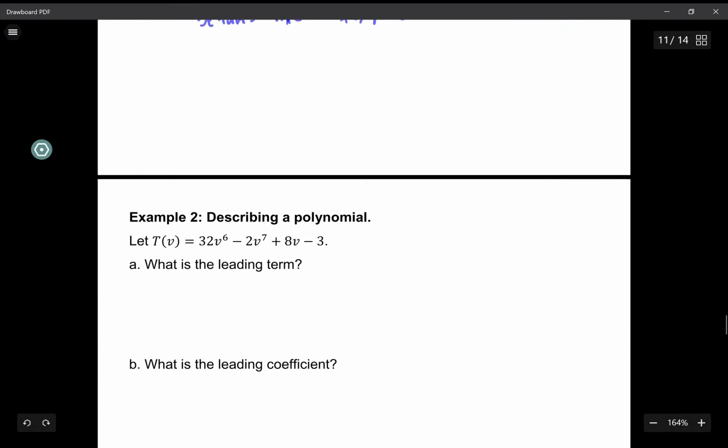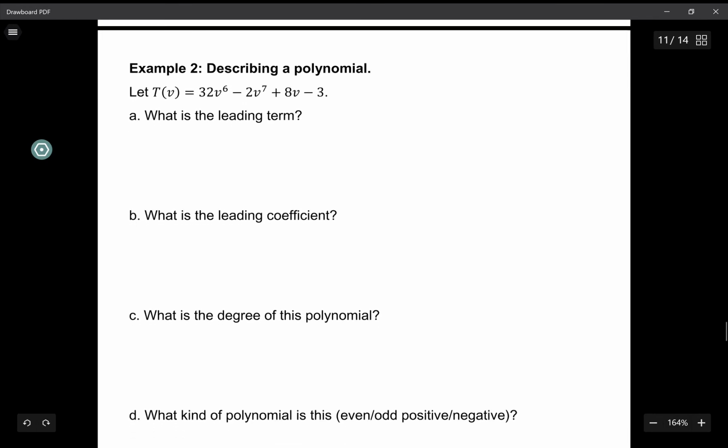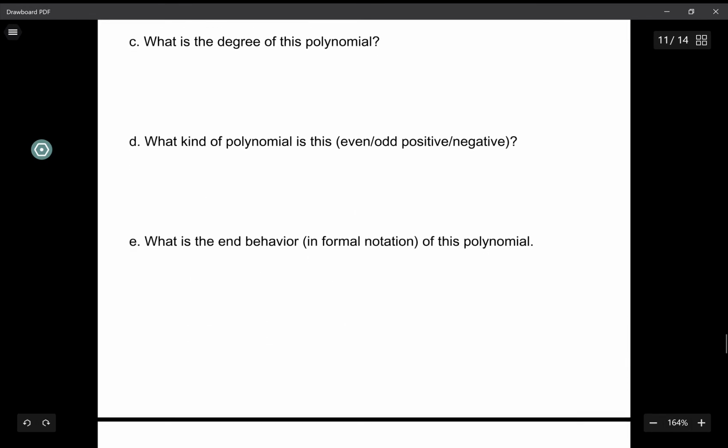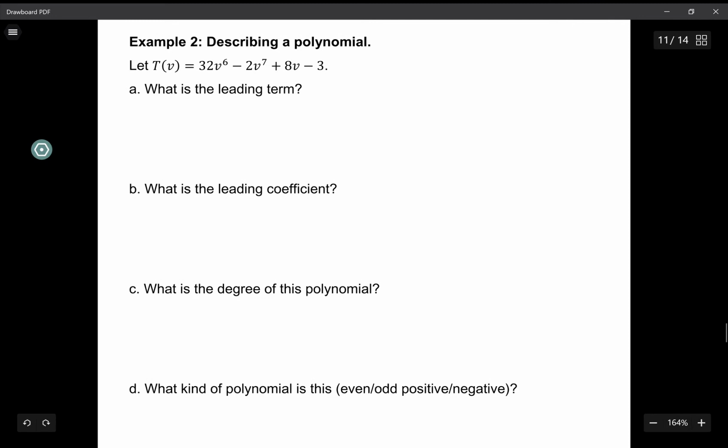All right, let's practice describing a polynomial. Why don't you try to answer these questions, pause the video, and we'll go back over them again. All right, did you get this figured out? Let's go over this together. What is the leading term? 32v to the sixth. What is the leading coefficient? 32. What is the degree of this polynomial?